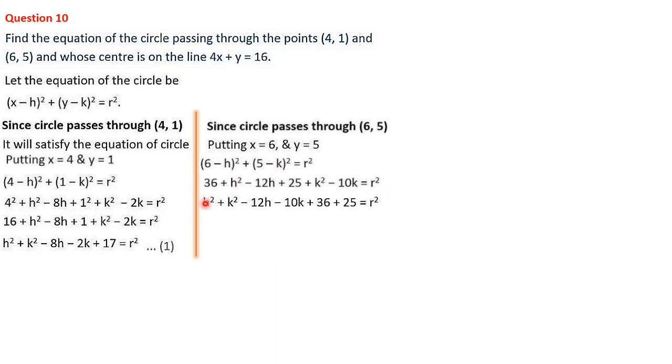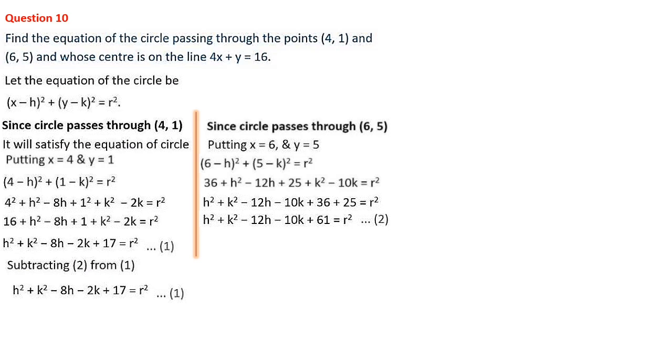Arrange it. h^2 + k^2 - 12h - 10k. Then here there is the constant 36 and the constant 25. Write them together, equal to r^2. Then h^2 + k^2 - 12h - 10k + 36 + 25, that is 61, equal to r^2. Now we have got two equations. So let's solve these two equations.